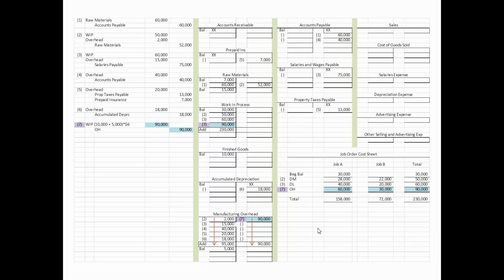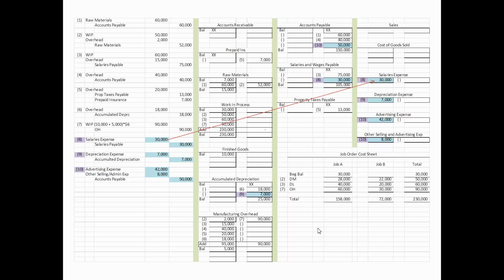We can also see that manufacturing overhead now has a debit balance of 5,000, and since the credits were lower than the debits, since the applied overhead was less than the actual overhead, overhead was underapplied. And we can also see that work in process equals the total job order cost sheets. Now we're going to record non-factory related expenses.